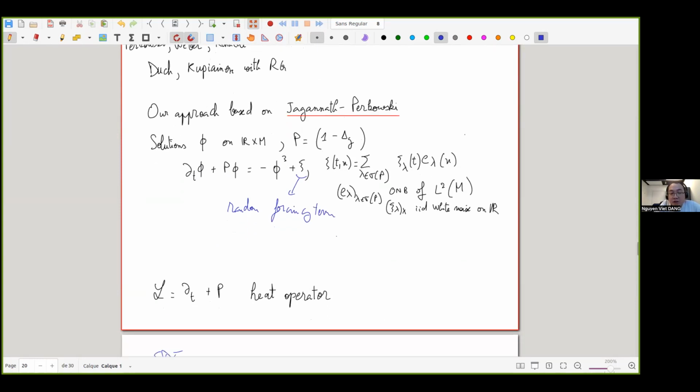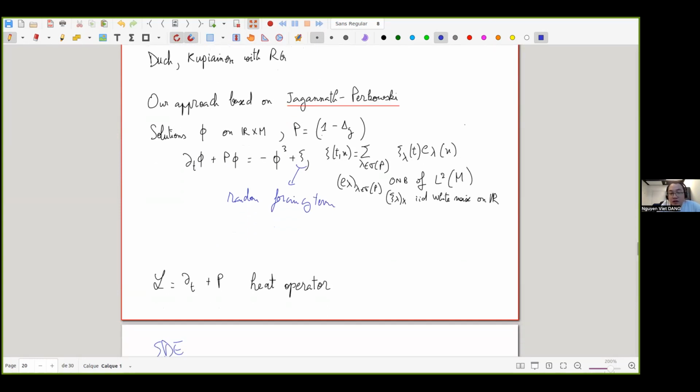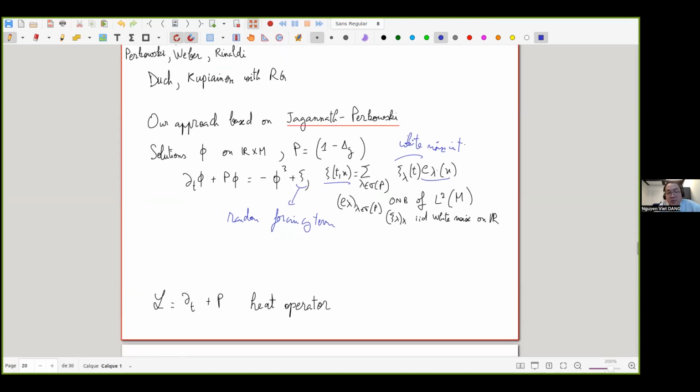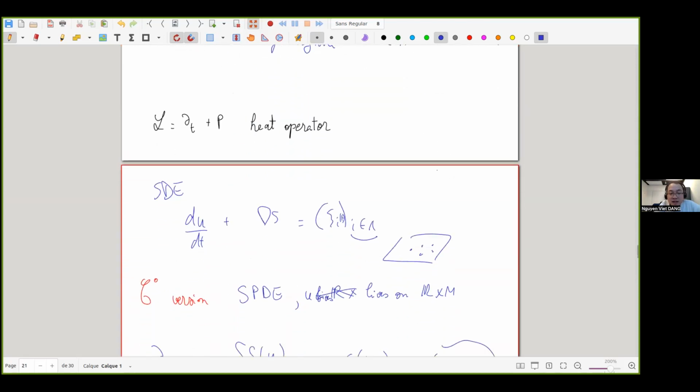And on a compact manifold, you can define the white noise as a sum over the eigenvalues lambda of the Laplace operator of psi lambda of t, where psi lambda is a white noise in time, times e lambda. e lambda is the eigenfunction of the massive Laplacian on your 3-manifold. So you have a very simple definition of all the objects that appear in the SPDE.